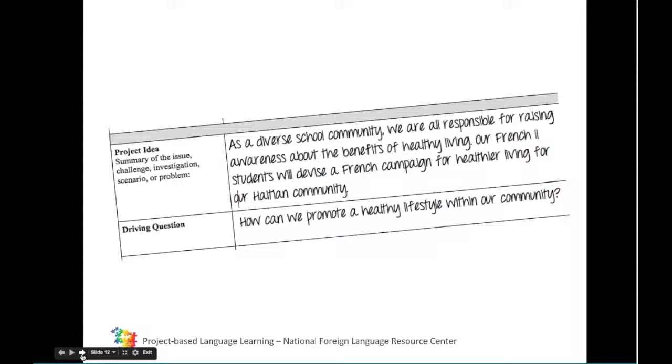When thinking about the end in mind, we are going to start with our driving question from our Healthy Lifestyle PBL project. Our project comes from a school where the school and the community rallied around healthy living, and the students of French devised a French campaign. Knowing our project idea and our driving question, let's think about possible authentic language use in this project. So our driving question is, how can we promote a healthy lifestyle within our community?